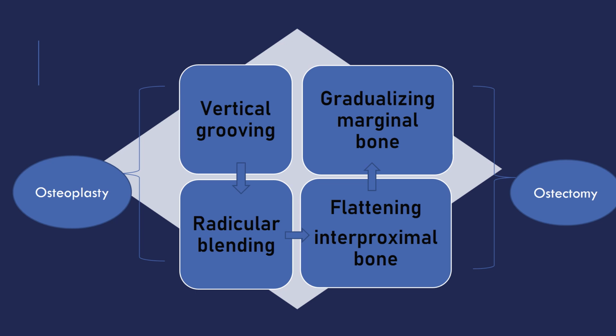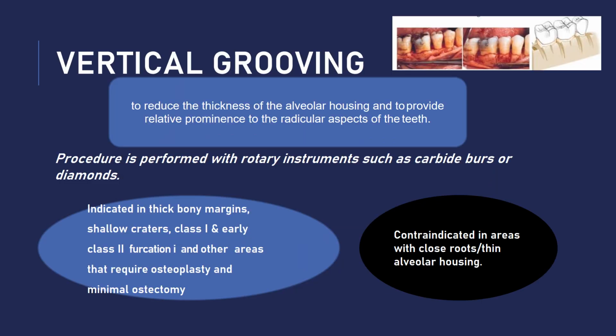Coming to the details of each procedure, the first one is vertical grooving. What do we mean by vertical grooving? The grooving is made vertically in the interdental areas. That is to reduce the thickness of the alveolar housing and to provide relative prominence to the radicular aspects of the tooth.